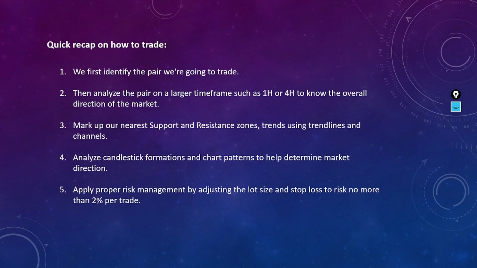And then we apply proper risk management by adjusting the lot size and stop loss to risk no more than 2% per trade. And that's it. So as long as you have this checklist covered, then it's time to open a trade.